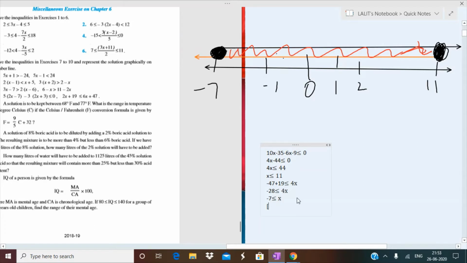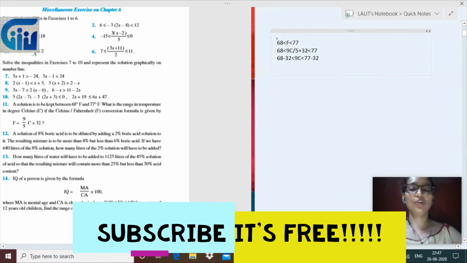Like I can write my answer as minus 7 to 11, right? So this is also one of the ways of writing, and this is how we can represent it on a graph. Moving on to the statement problems.